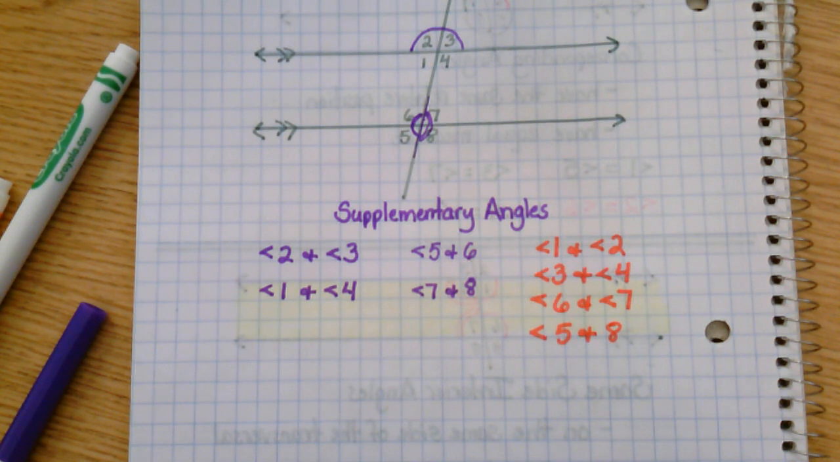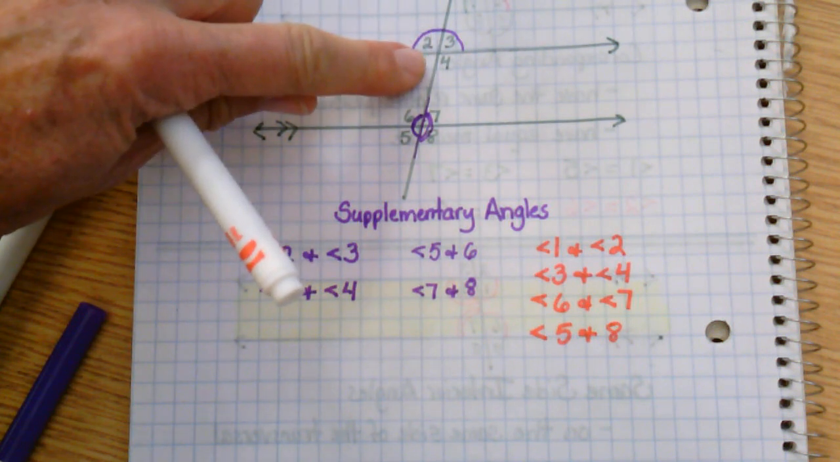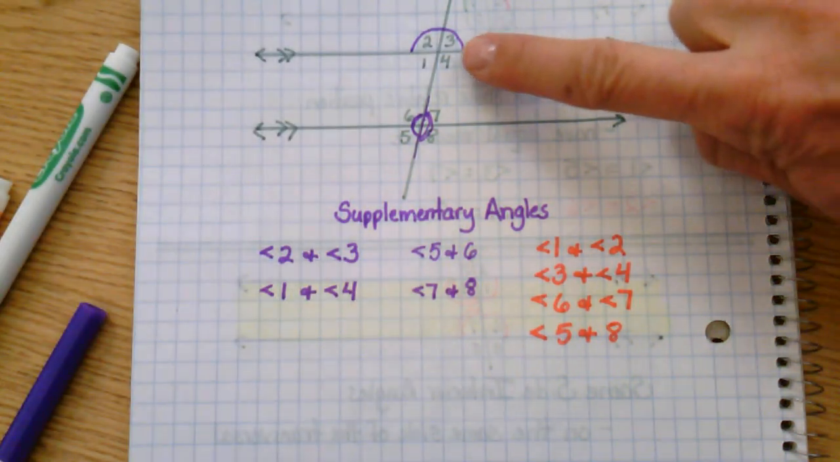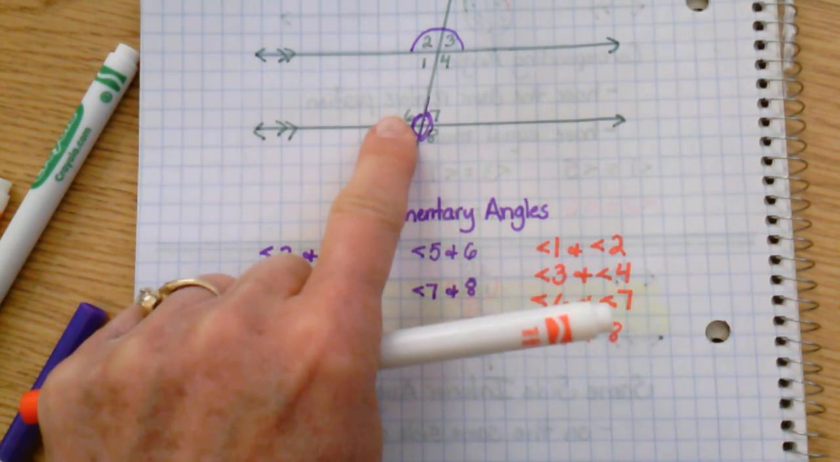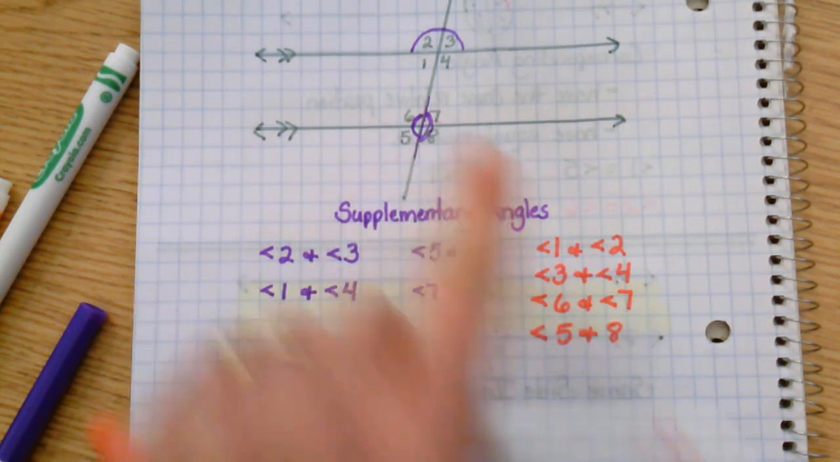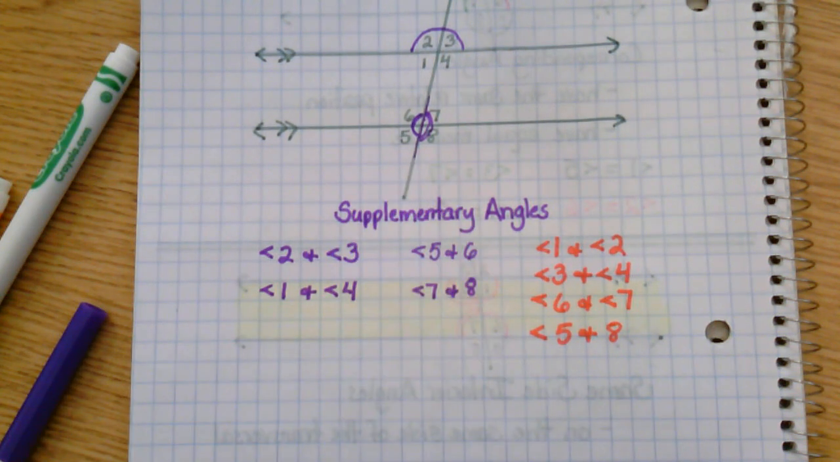Here are some more pairs of supplementary angles. Angles 1 and 2 are supplementary. Angles 3 and 4 are supplementary. Angles 6 and 7 are supplementary. Angles 5 and 8 are supplementary. And there are even more than those.